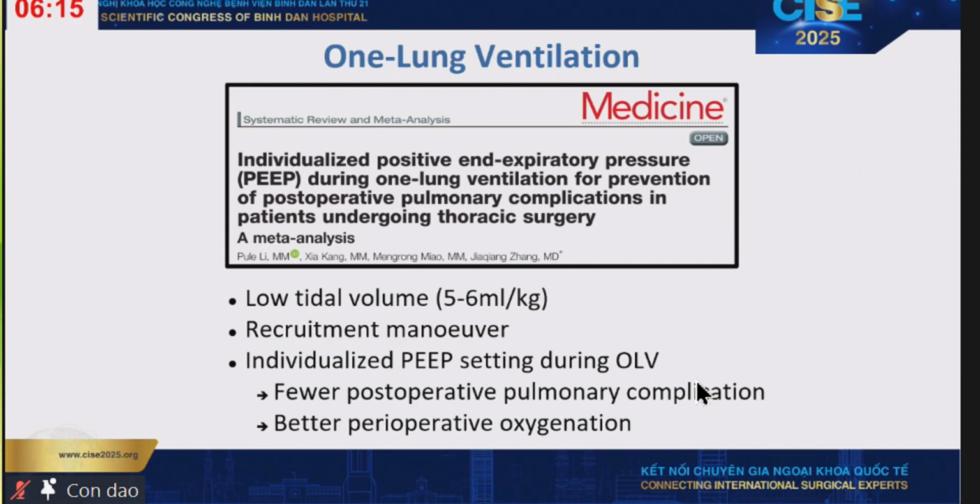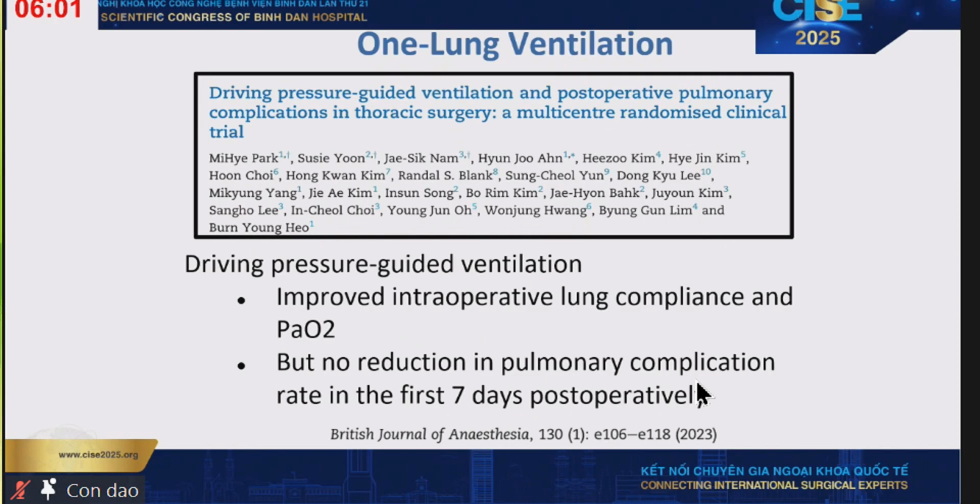A 2021 meta-analysis supports that individualized PEEP during protective one-lung ventilation is associated with fewer postoperative pulmonary complications and improved perioperative oxygenation. However, this result was not replicated in the multicenter randomized controlled trial published in BJA in 2023.